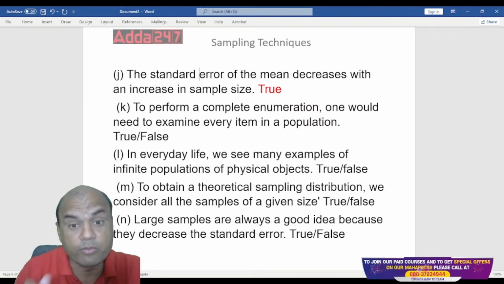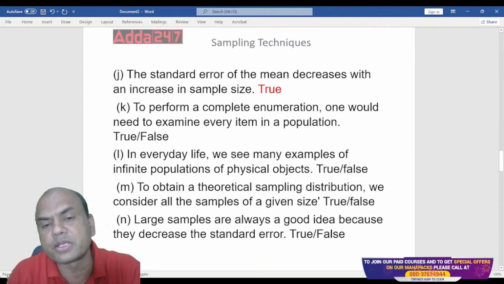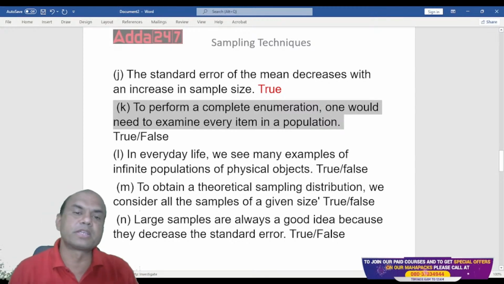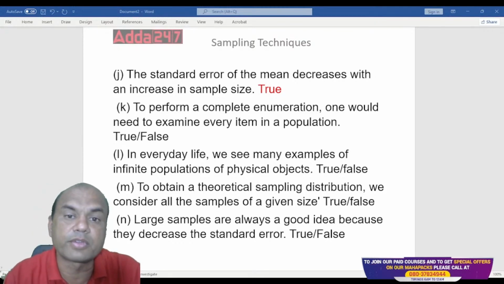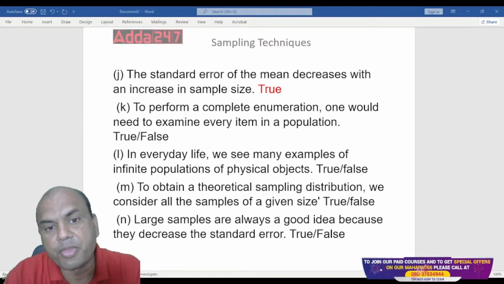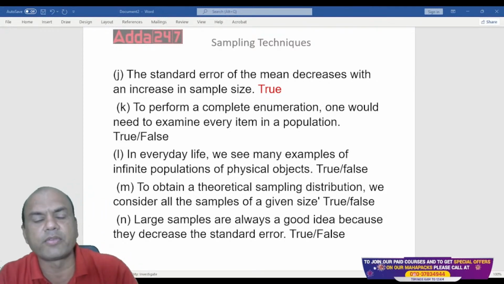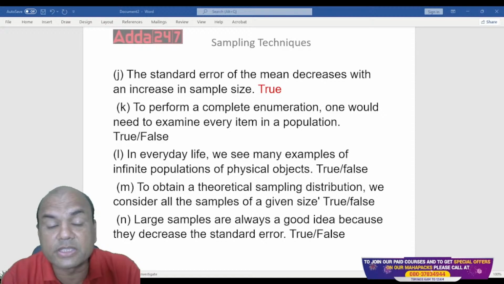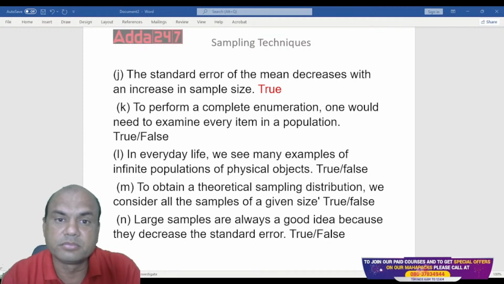Okay. To perform the complete enumeration, one would need to examine every item in the population. Means to do some survey. It's that simple. Suppose I have to do some survey, so will I have to survey each and every element of that sample? Suppose I have been told to find out the average salary in Delhi. Will I have to take the sample of each and every person in Delhi? Will I have to go to each and every house in Delhi and ask them, what is your salary?